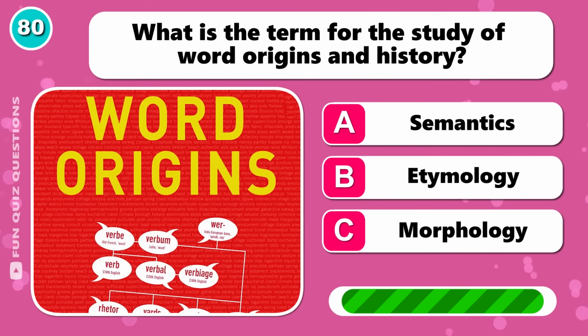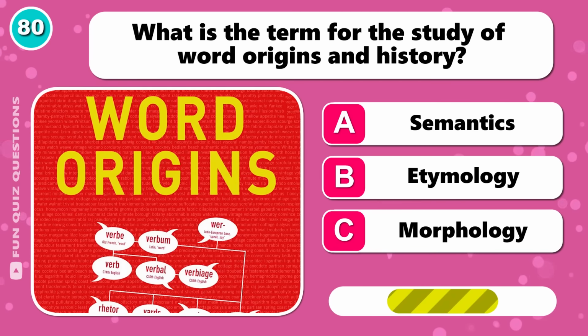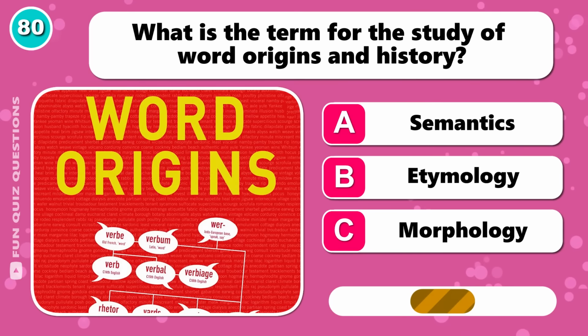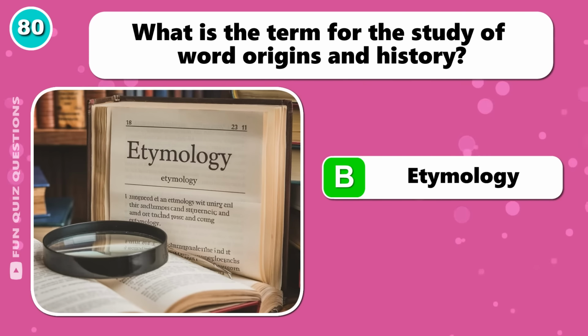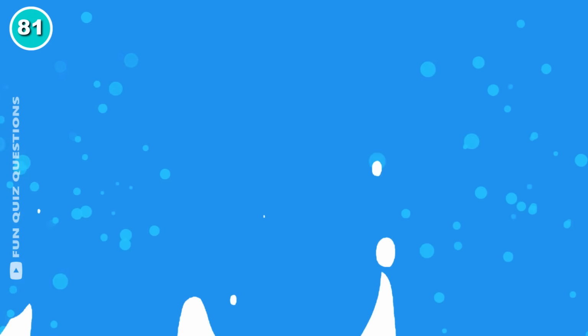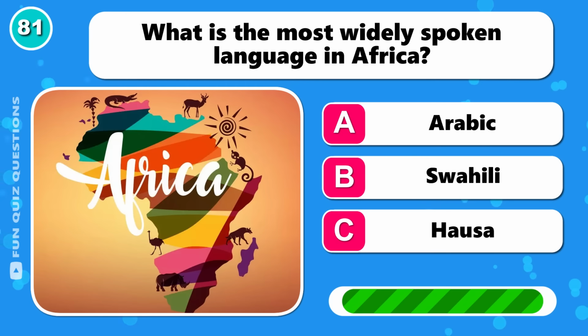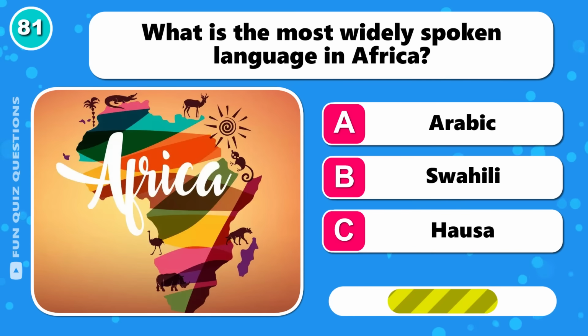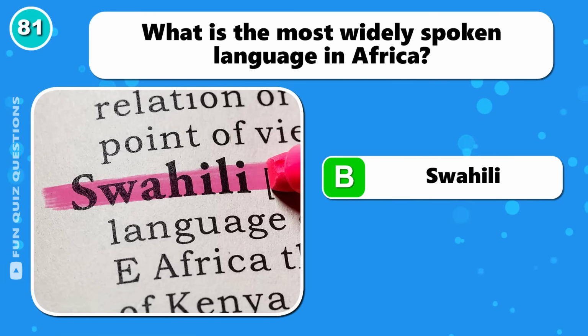What is the term for the study of word origins and history? It's B. Etymology. What is the most widely spoken language in Africa? Correct, it's B. Swahili.